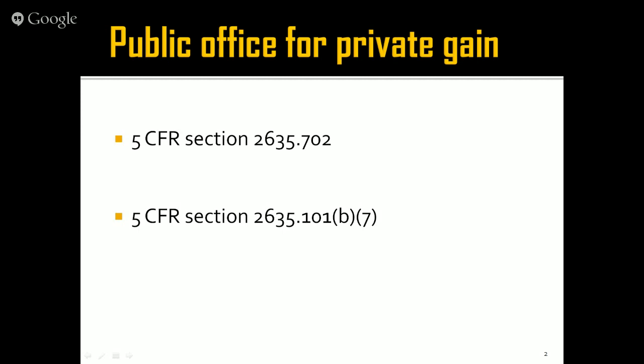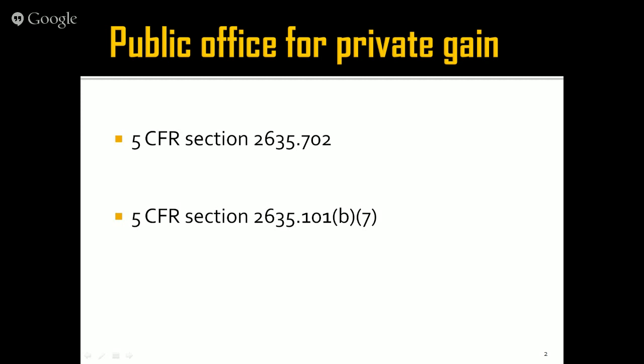And if we look at 702, it talks about use of public office for private gain. So clearly it's talking about this. We all know this is one of the central core principles of ethical conduct. And 702 is an implementing provision for that. But let's read this quickly.